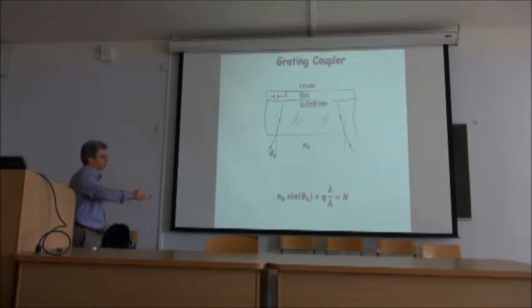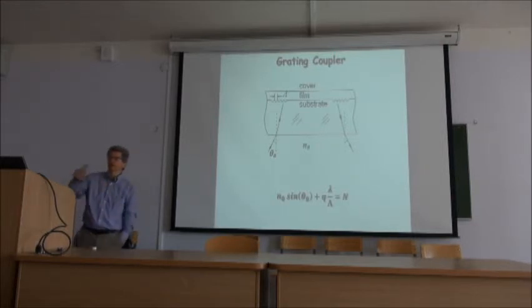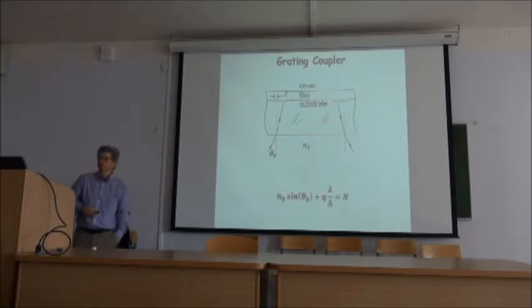And Q is the order of the grating. You may have several orders that you diffract light, and that's a particular order.